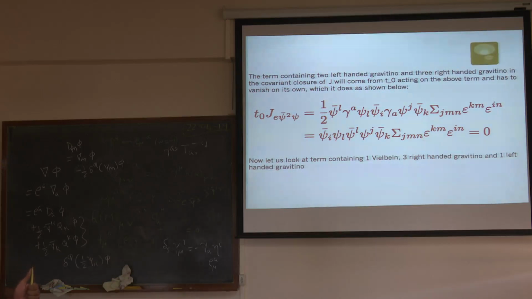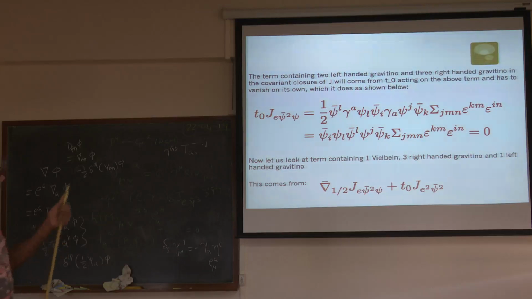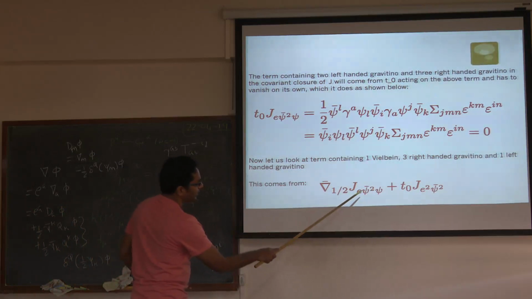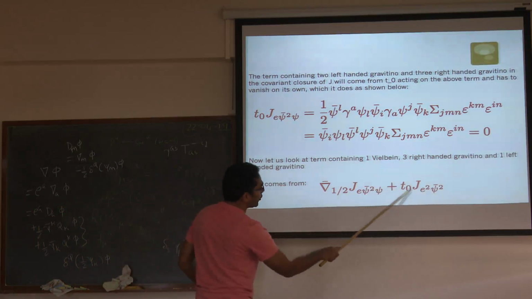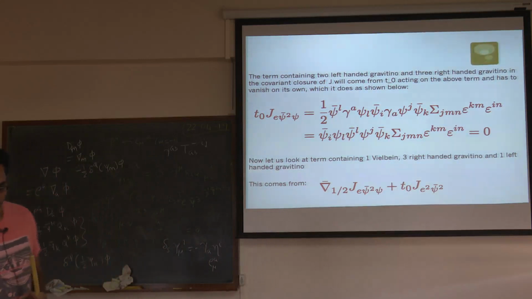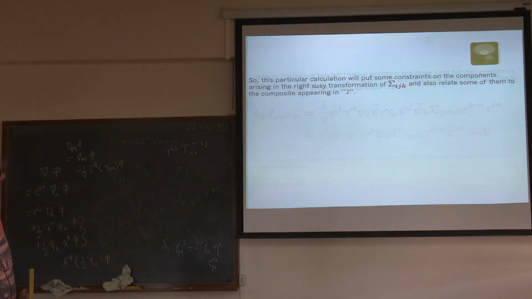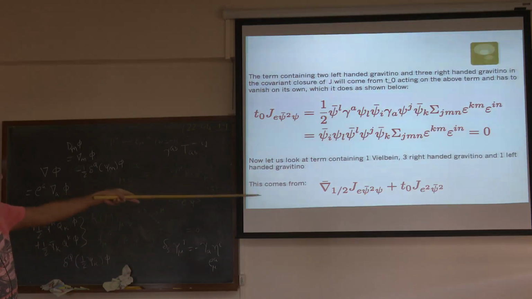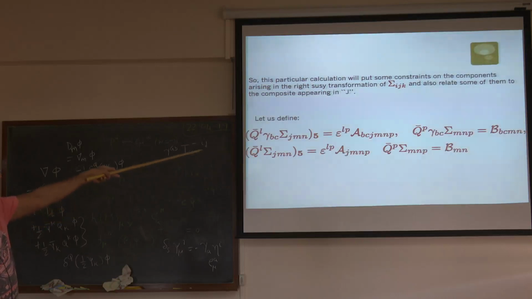So now we'll look at delta J, at the term containing 1 Weyl bein, 3 right-handed gravitinos, and 1 left-handed gravitino. That comes from delta bar half of something that we already know, and T0 of something that we don't know but we can find out. To calculate delta bar half of things that I know, I define something.